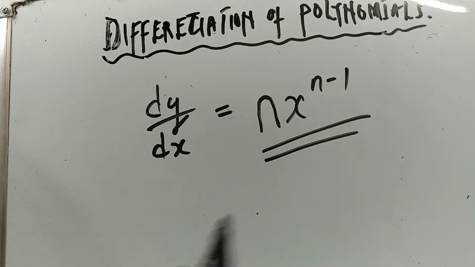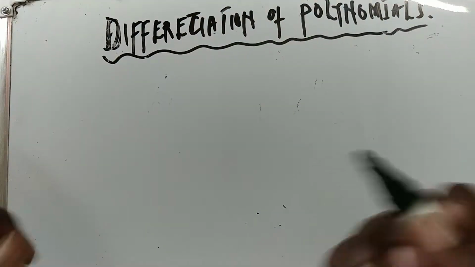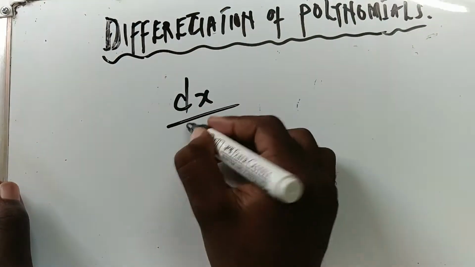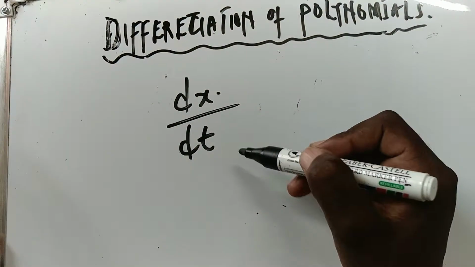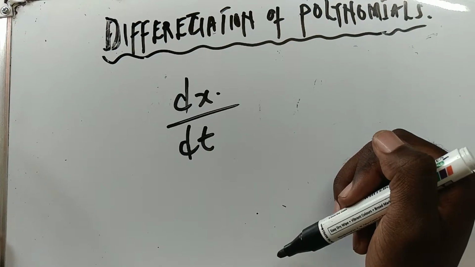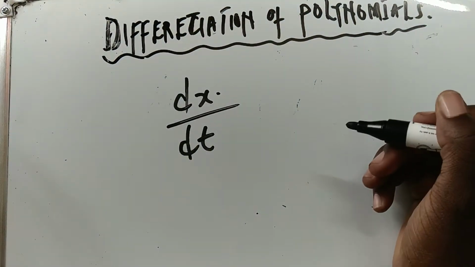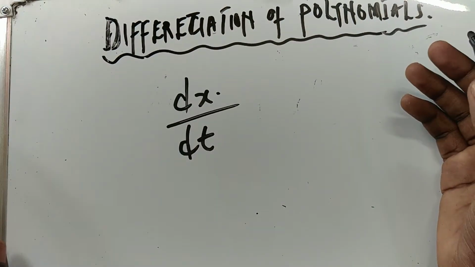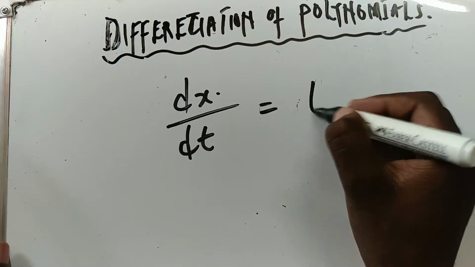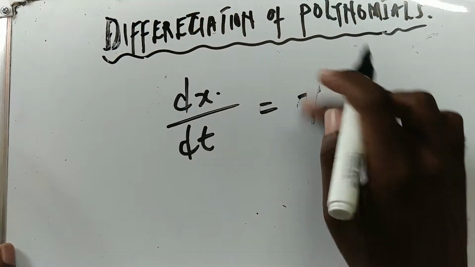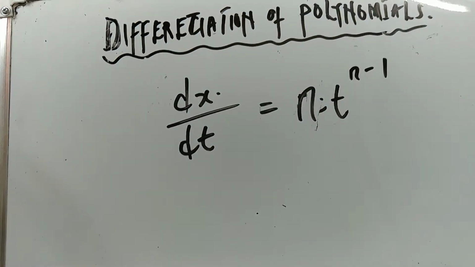Now, these are just notation. There's no difference. I can rewrite this whole definition and notation in this form. Let's say I can say dx dt. Now, what does it mean? This simply means I'm differentiating x with respect to t. Now, x should at least be a function of t if I'm going to differentiate. Otherwise, it will be 0. So the formula becomes n into t to the n minus 1.